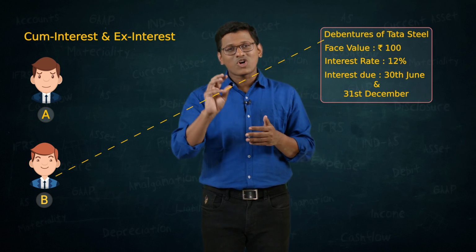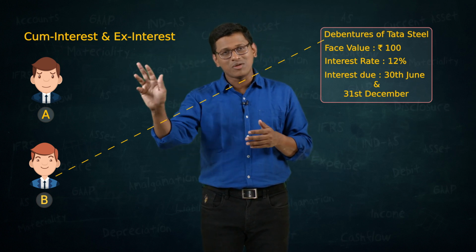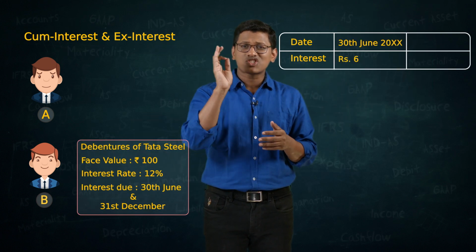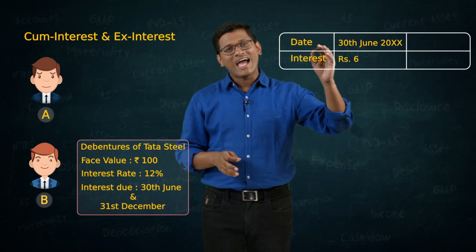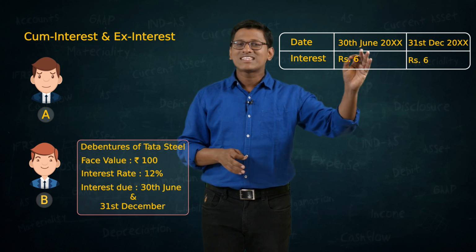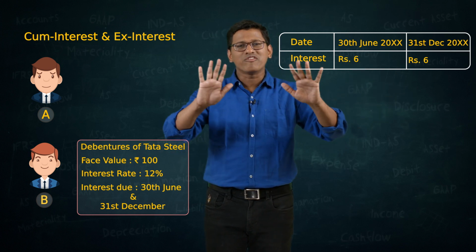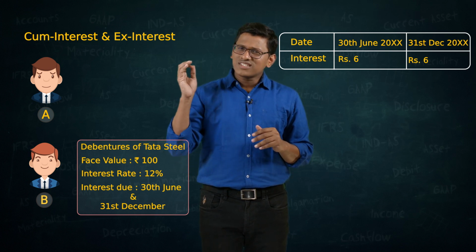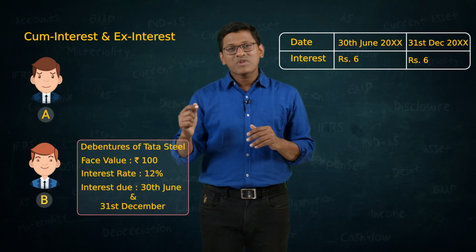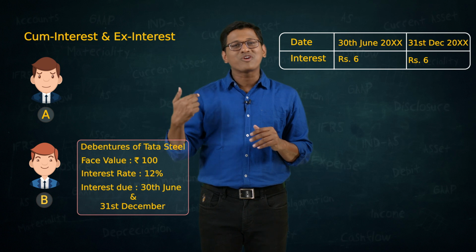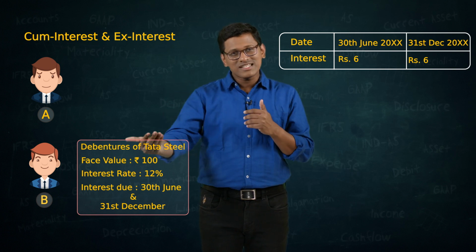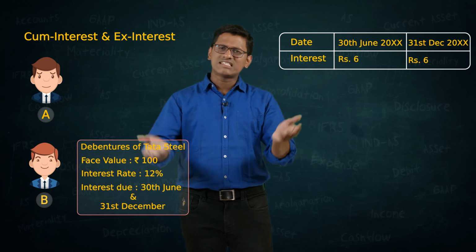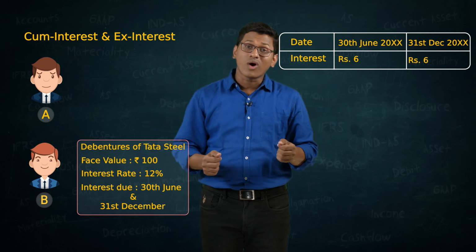So, interest on every 100 rupees of debenture that your friend B is holding, that person will receive 6 rupees of interest on 30th of June and 6 rupees of interest on 31st of December of every year. This is the situation. On 1st January 2018, you purchase the debenture from your friend. You are A, you are purchasing the debenture from your friend B. Your friend quoted a price. I will sell this debenture to you at 101.